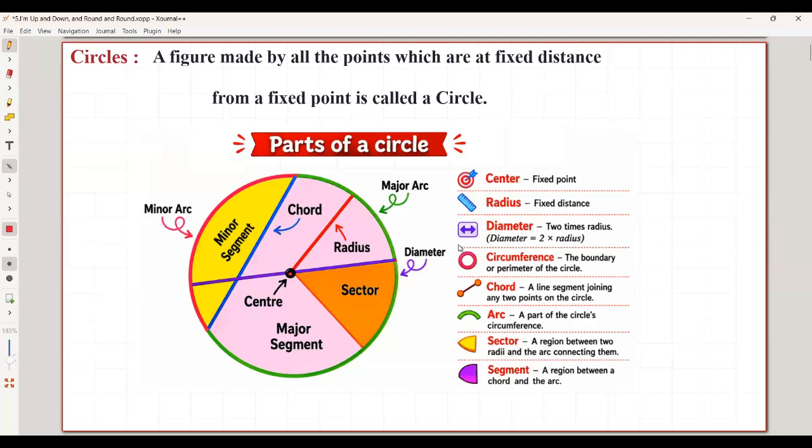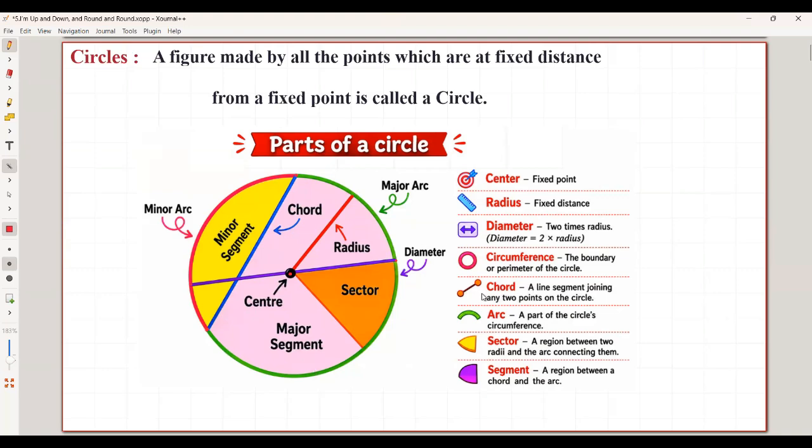Next, circumference means the boundary. The boundary or the perimeter of the circle, or the distance around the closed figure, is called the circumference or the perimeter of a circle.